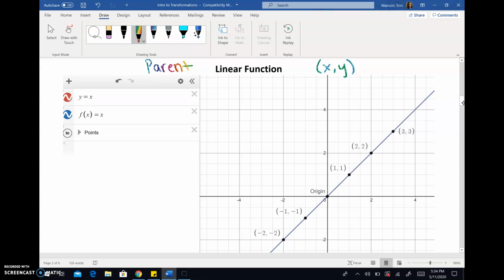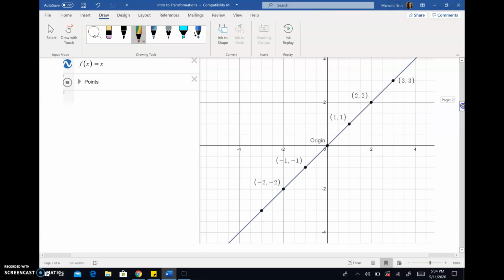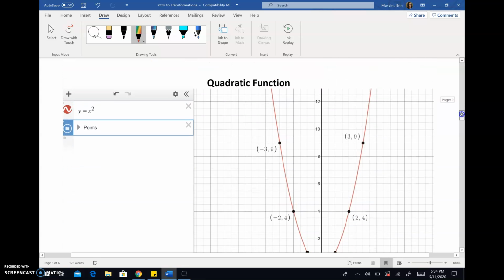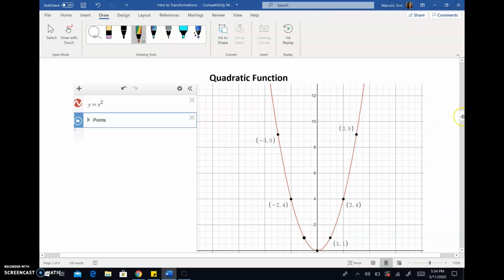Okay, then you could transform that function. You can move it up and you get this line. You could make the slope negative and steep and you get this line. Okay, those are all in the family of linear functions, but the parent function is y equals x, and it looks like this. Okay, quadratic functions, the next ones I want to mention. So that's y equals x squared. Quadratic is a squared x value.